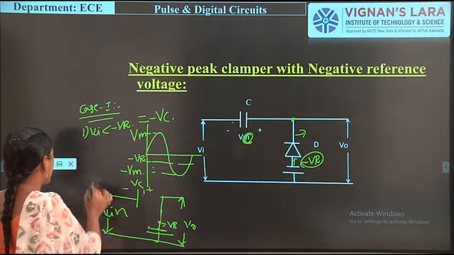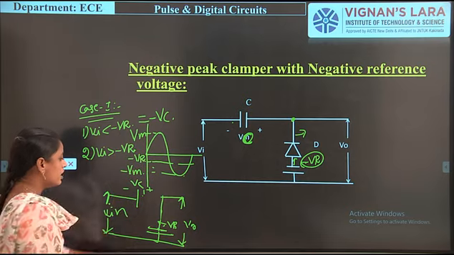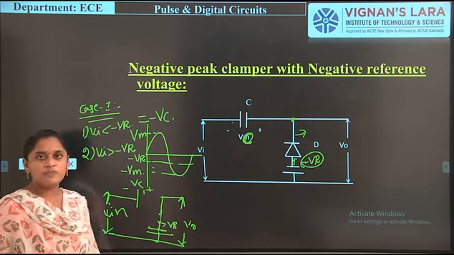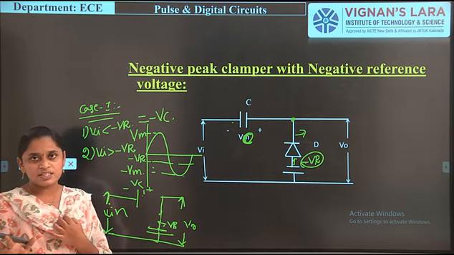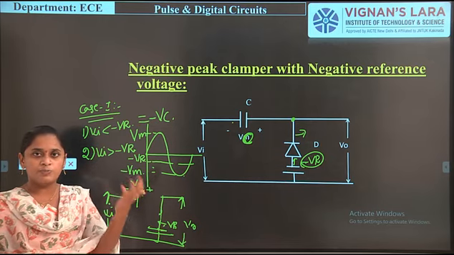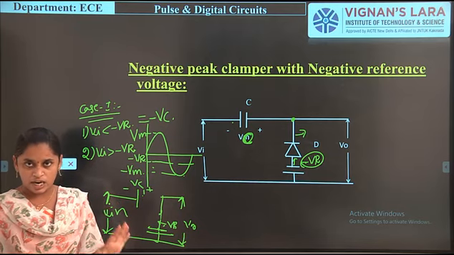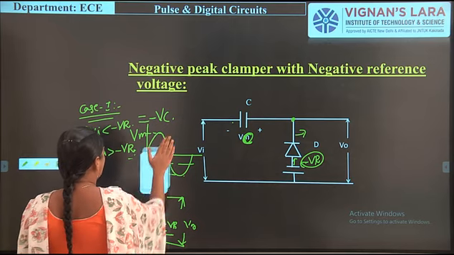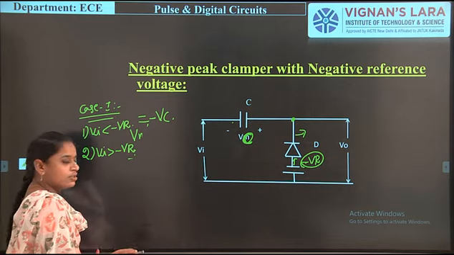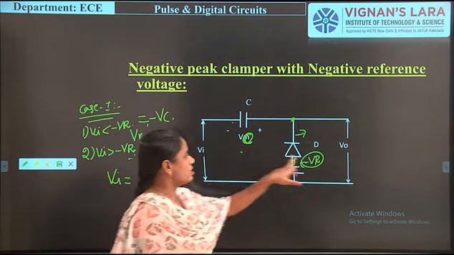Next, when Vi is greater than minus Vr, obviously the diode is in off condition, which is replaced by an open switch. In this condition we take the steady state value. When the diode is in off condition, we give the output, and at this time we treat it as the steady state value. The steady state value for this circuit, when Vi is greater than minus Vr, is the input signal passing through the capacitor as well as to V naught.